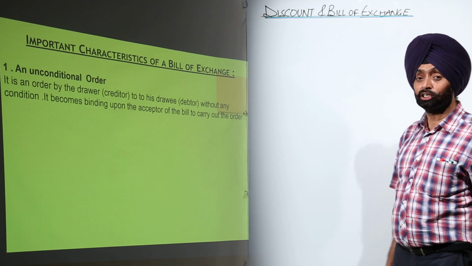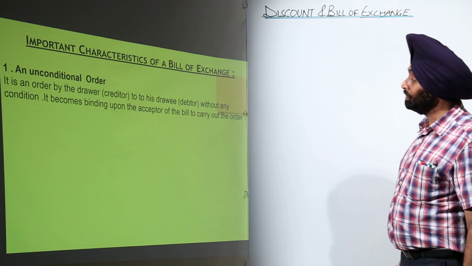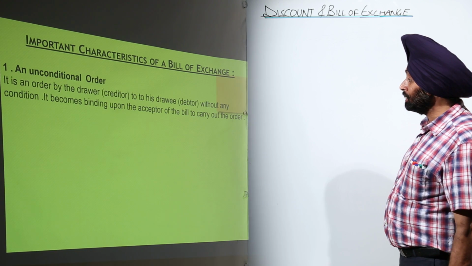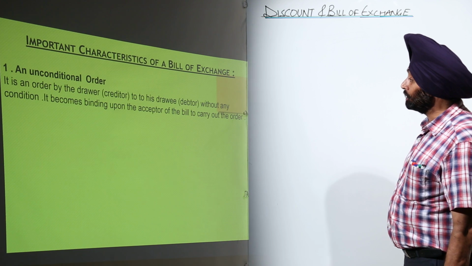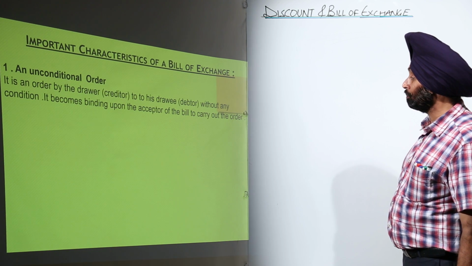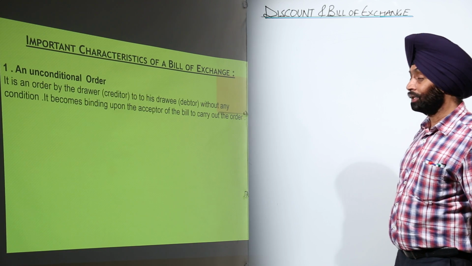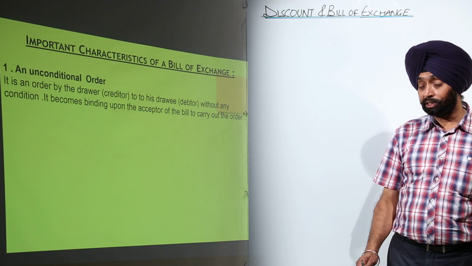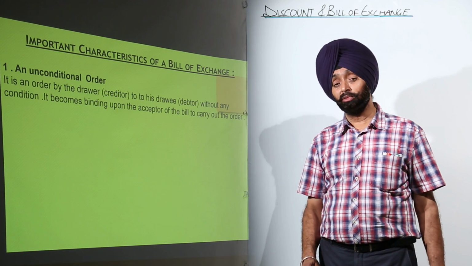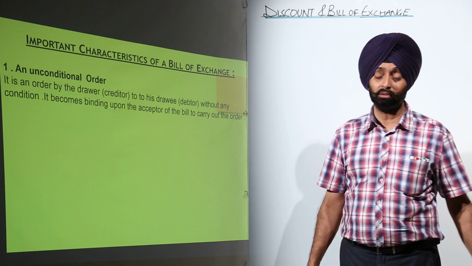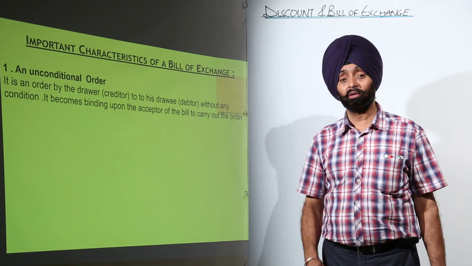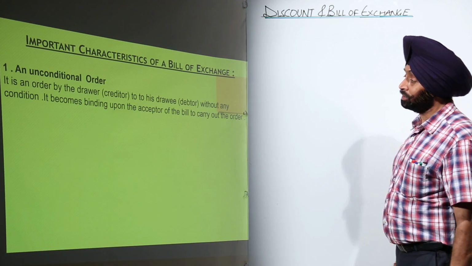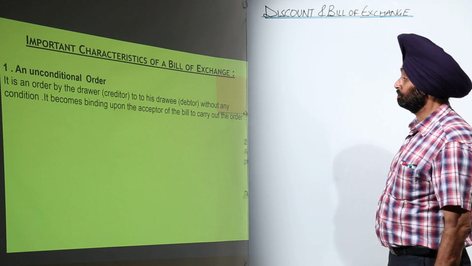We are having an unconditional order. Now what does it mean? It is an order by the drawer, who is the creditor, to his drawee, the debtor. Without any condition, it becomes binding upon the acceptor of the bill to carry out the order. For example, if the wholesaler says that you have to pay within 2 months and you say no, I will pay after 3 months or 4 months, you are not there to hold for any condition. So it is an unconditional order.